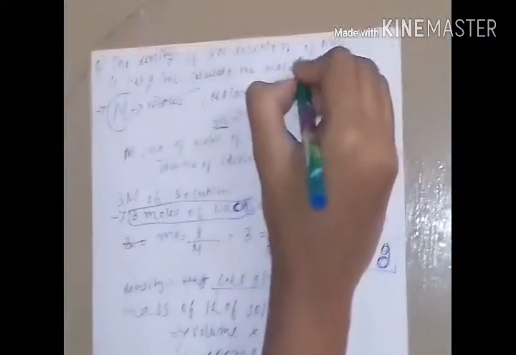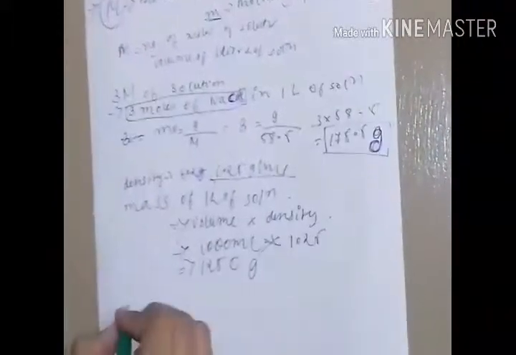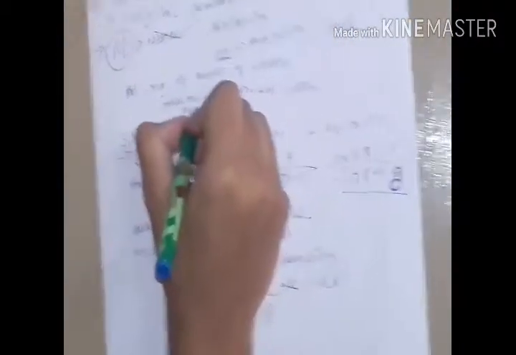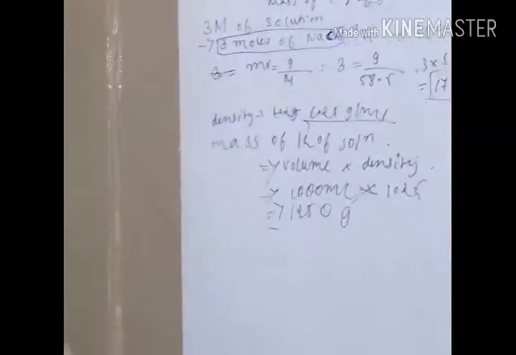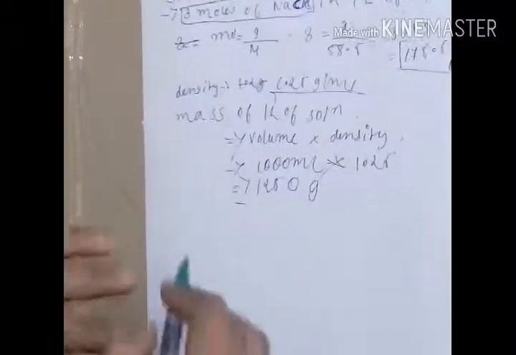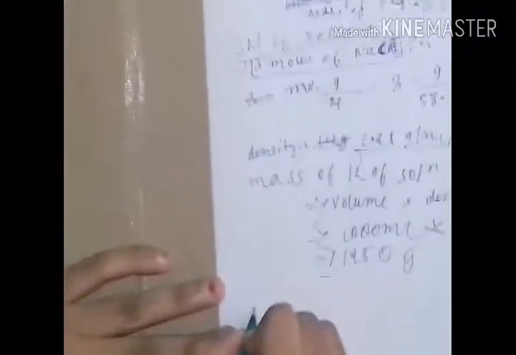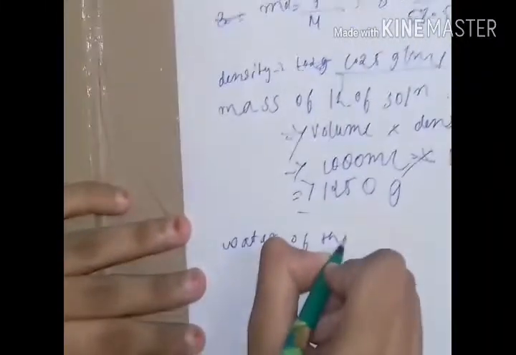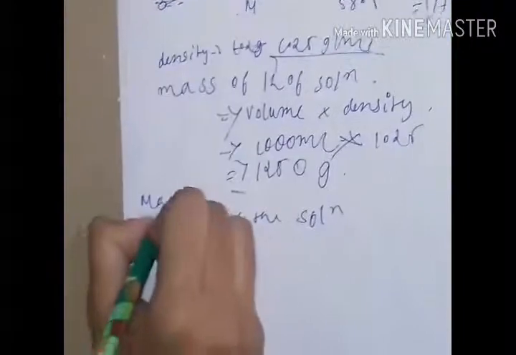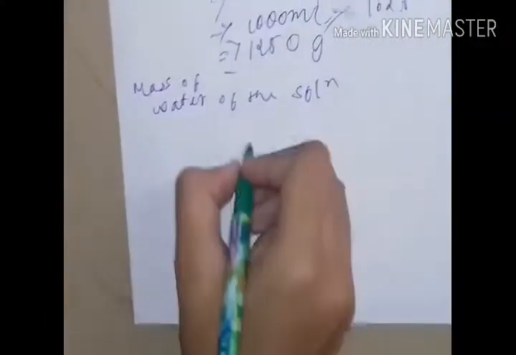Now what we have to do, we know that molality is this. So molality is given, so mass of 1 kg of solvent. Okay, so molality is given, that's why we are finding how to get solvent. How to get solvent. So water of the solution. What is the value of water? How much water are we getting? So mass of solvent is how much?